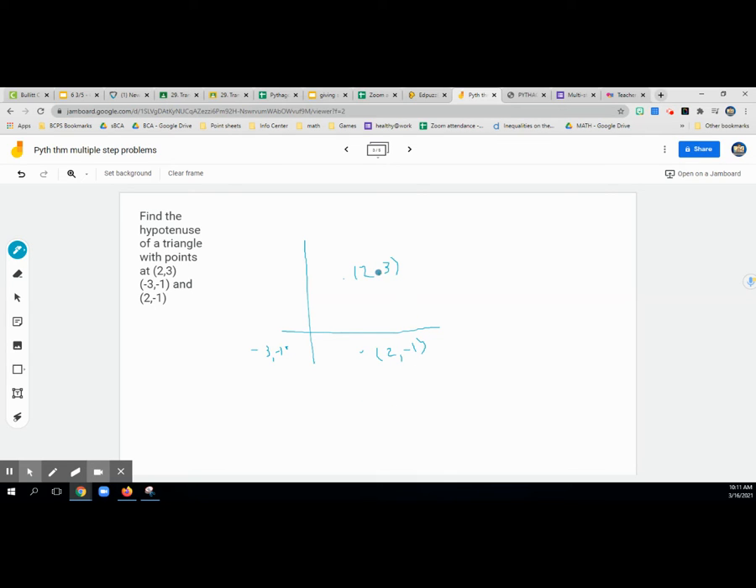So now we can just find our hypotenuse. From -3 over to 2 is 5. From -1 up to 3 is 4. So I would do 4 squared plus 5 squared equals c squared. 16 plus 25 is 41. And we could say it is the square root of 41, or you could actually square root it, and you get approximately 6.4.